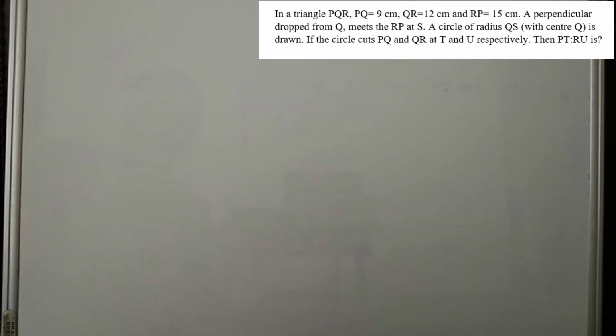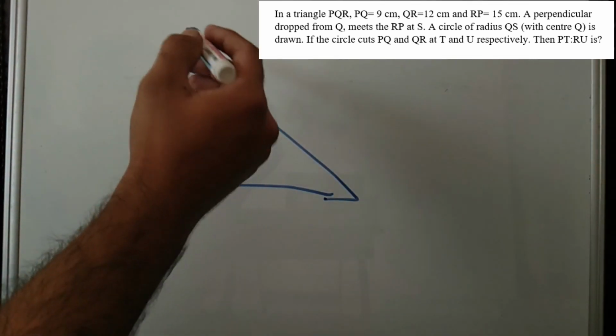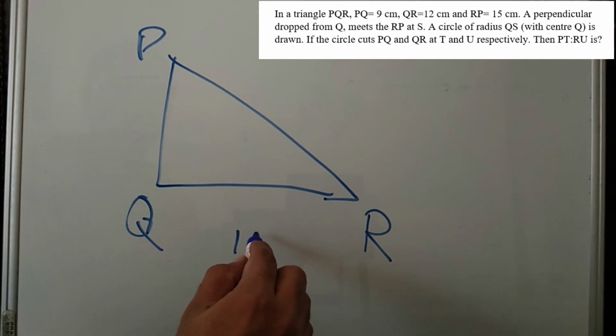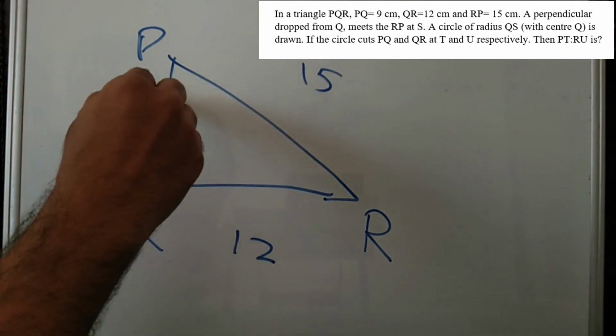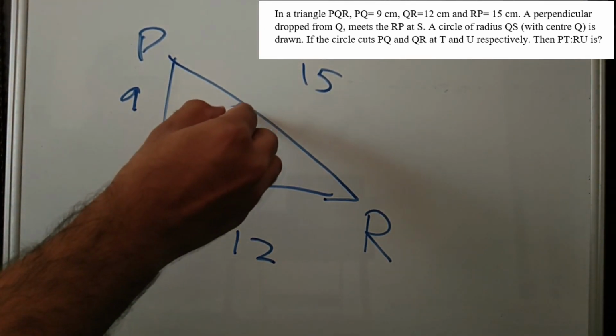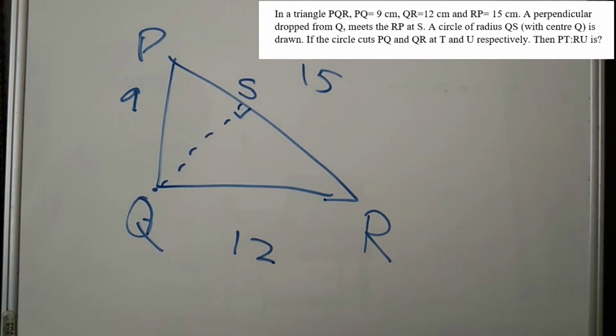Okay, so the next question is, in a triangle PQR, QR is equal to 12 and RP is equal to 15. Okay, so PQR, this is 12, this is 15 and this is 9. A perpendicular drops from Q and meets the side RP at S. So this is the perpendicular and this is S. A circle of radius QS is drawn. If the circle cuts PQ and QR at T and U respectively, then find PT is to RU.